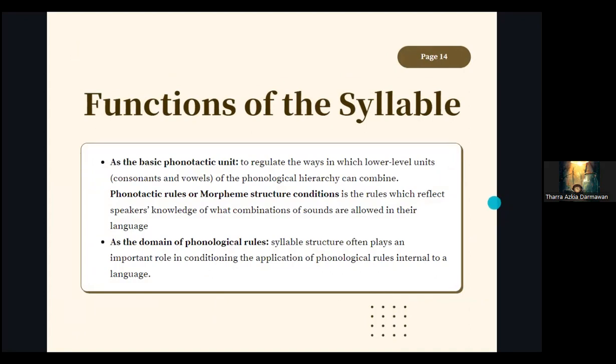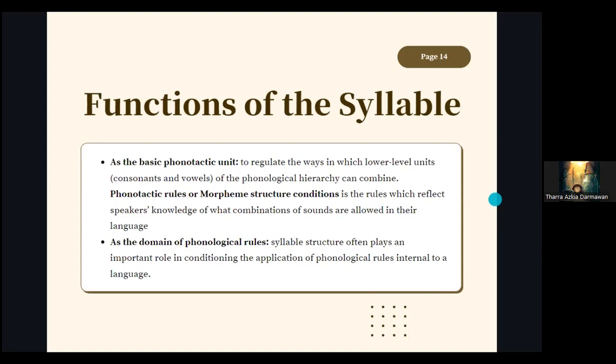And then we got into the functions of the syllable. First, as the basic phonotactic unit, is to regulate the ways in which lower level units, the consonants and vowels of the phonological hierarchy, can combine. Phonotactic rules or morpheme structure conditions are the rules which reflect speakers' knowledge of what combinations of sounds are allowed in their language. Second is the domain of phonological rules.